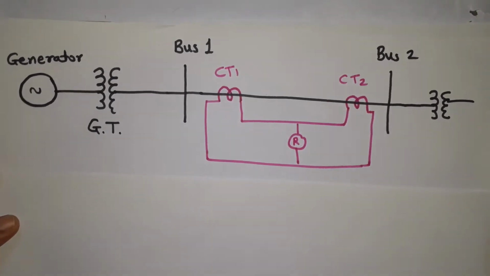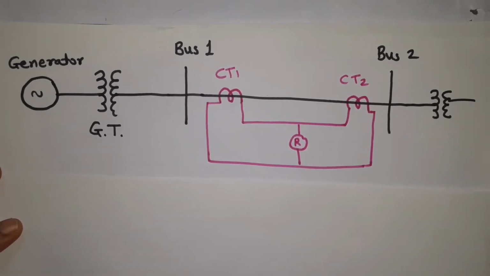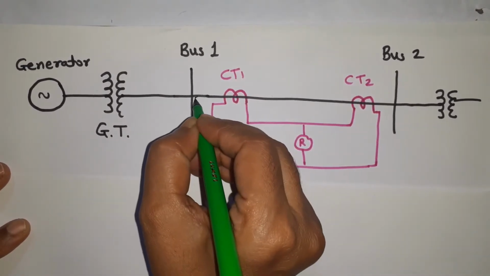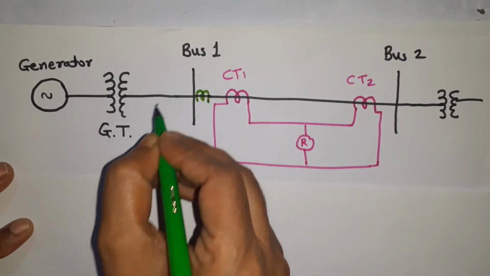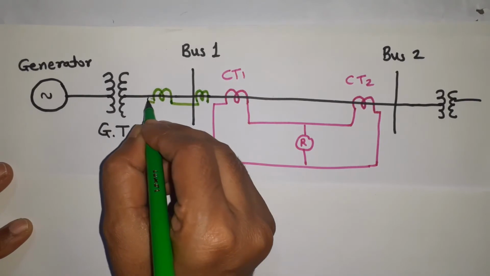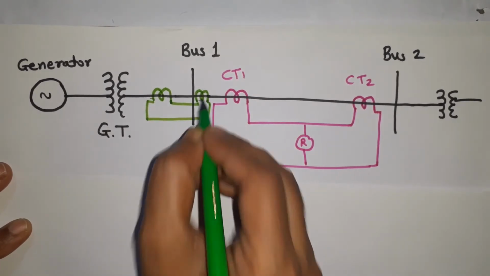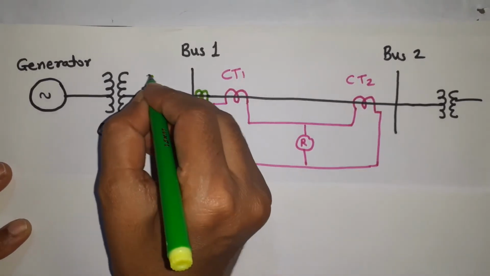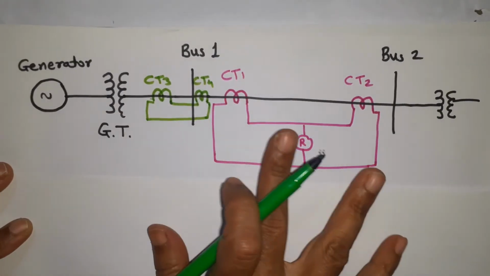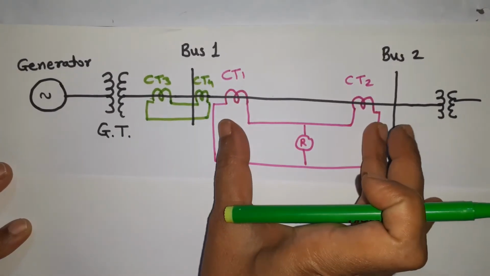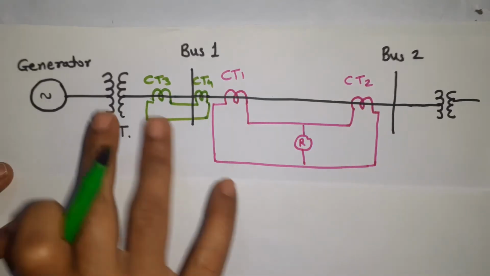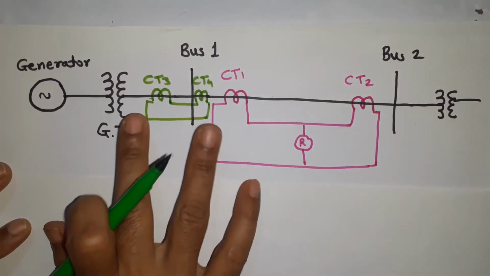Now if I want to define another protection zone, for bus 1, I need to locate my CTs, one CT here and the other CT on this side. So this is my protection zone for bus 1. This is my CT3 and CT4. So here I am having 4 CTs and 2 different zones. One protection zone is for the transmission line and the other zone is for bus bar, bus 1.